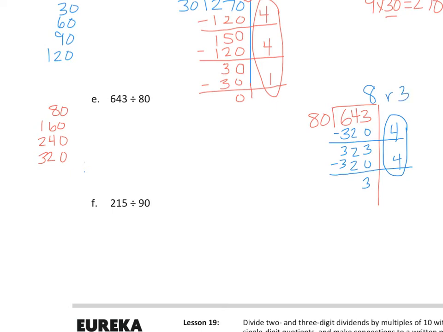Let's check our work. Let's go back a little bit. 80 is our divisor, and we're going to multiply the quotient, which is 8. 80 times 8. So just basic multiplication. 8 times 0 is 0, and 8 times 8, if you count carefully, you should get 640. Then you take your remainder of 3 to get 643. And so this matches our dividend, so that means our quotient is correct.